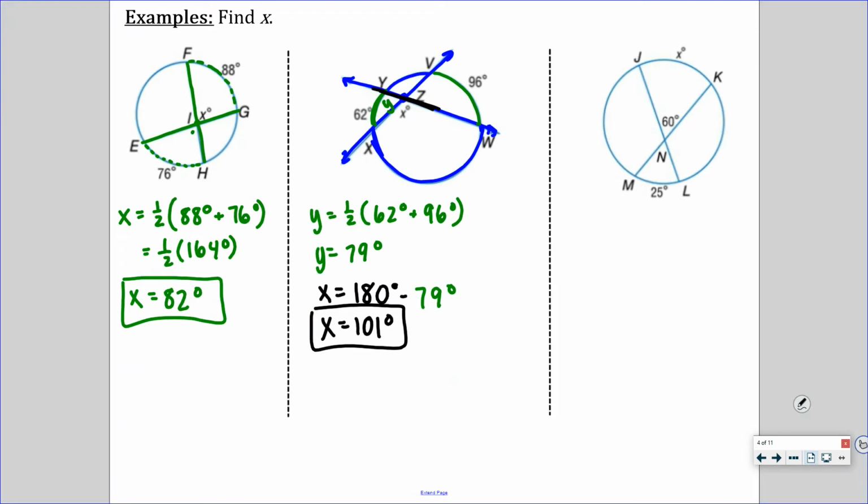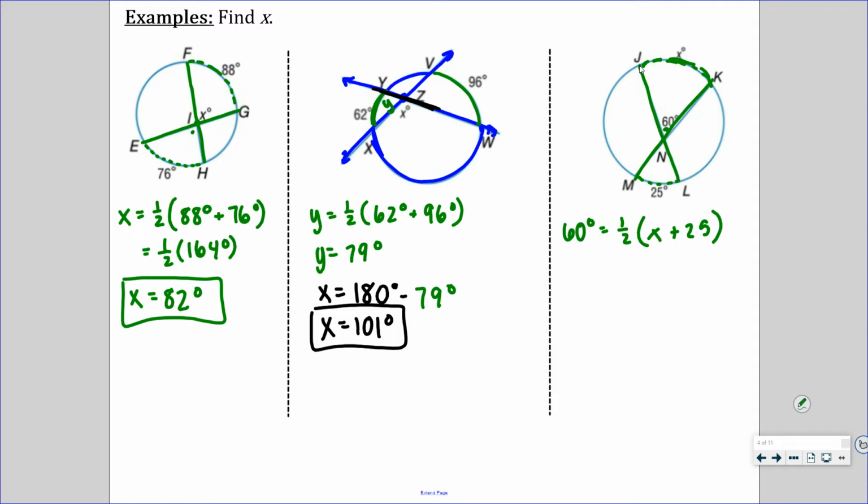All right, the next one, a little different, because this time I again have 2 chords on this one. This time I know this angle in here, but I don't know this arc measure. So let's just set up our equation like we normally would. This inside angle, which we know is 60 degrees, is going to be 1/2 the sum of the arc it forms, which is x, and the arc across from it, which we know is 25. And then we just have a little equation we have to solve.